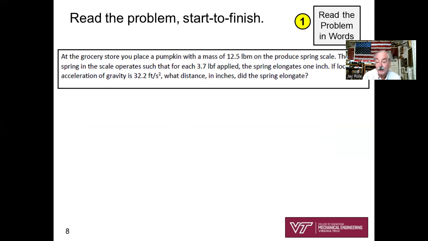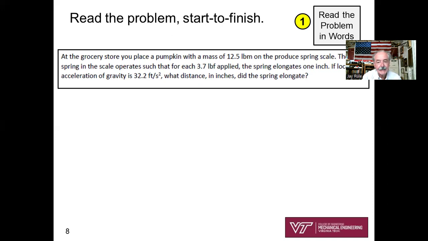So I will read the problem out loud. At the grocery store, you place a pumpkin with a mass of 12.5 pounds mass on the produce scale. There's a spring in the scale that operates so that for each 3.7 pounds force applied, the spring elongates by 1 inch. If local acceleration of gravity is 32.2 feet per second squared, what distance in inches did the spring elongate? And so that was a real problem.